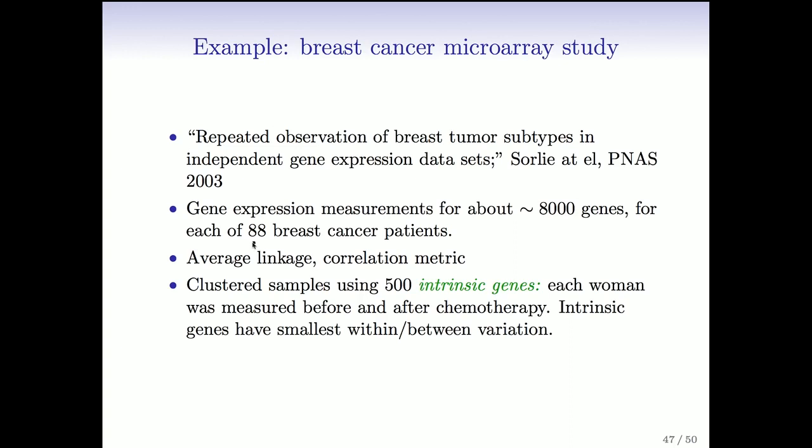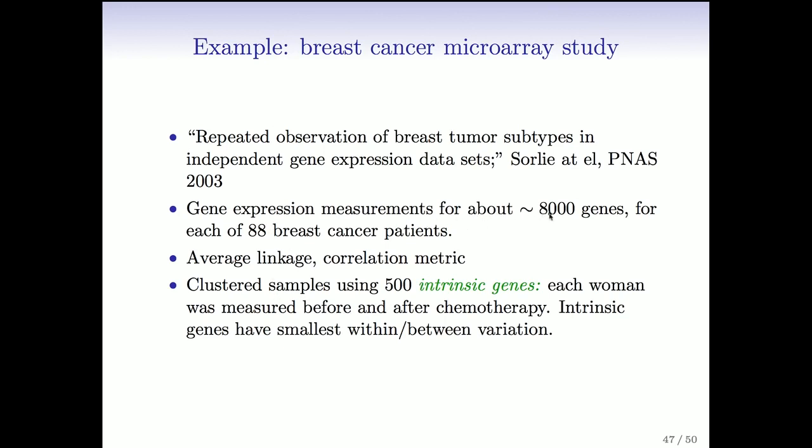So this is quite large, the amount of data, 88 patients, 8,000 features. She used, or the group used, average linkage with correlation metric, again, because this is a case where genes are measured in the same units, but the actual level of gene expression wasn't very reliable because it varies across the way it's measured. But what was thought to be more important was the shape of the relative expression of different genes for the same patient. So that's why we used correlation metric. And we did hierarchical clustering of the samples of the 88 patients.